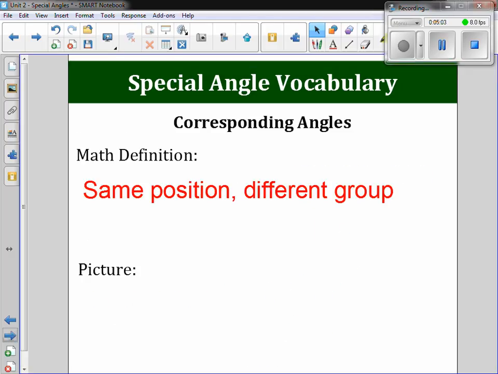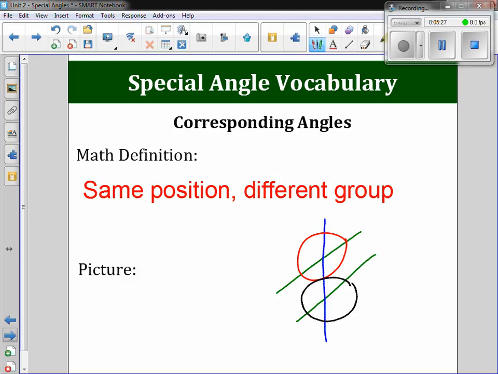Corresponding angles mean that I have a picture of two lines and a transversal where I have specific angles in my group. These angles are in the same position but different groups. So I'm going to group together these angles up here, and I'm going to group together these angles down here. These are my two groups.